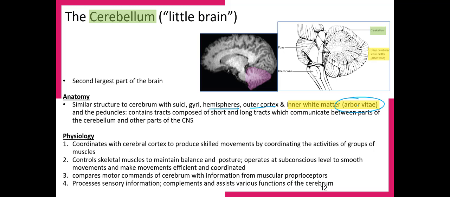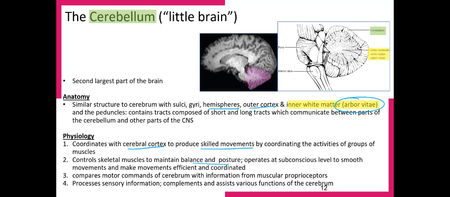And then it's also got these peduncles, which contain tracts, so myelinated axons, which communicate between different parts of the cerebellum, as well as between the cerebellum and other parts of the central nervous system. Role of the cerebellum, when you look over here, is that it works together with the cerebral cortex to produce skilled movements by coordinating activities of groups of muscles. The cerebellum acts at an unconscious level to smooth movements, to maintain balance and posture.